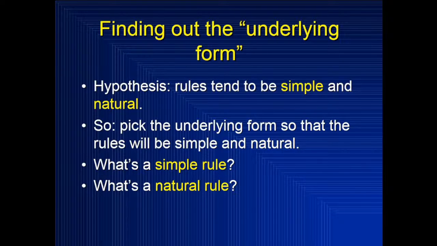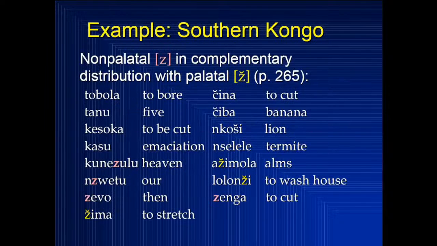What's a simple rule and what's a natural rule? Example from southern Congo. We are going to consider two different sounds, the non-palatal Z and the palatal J. Especially in words, we have these ones here, where we have Z, and we have these words where we have J.